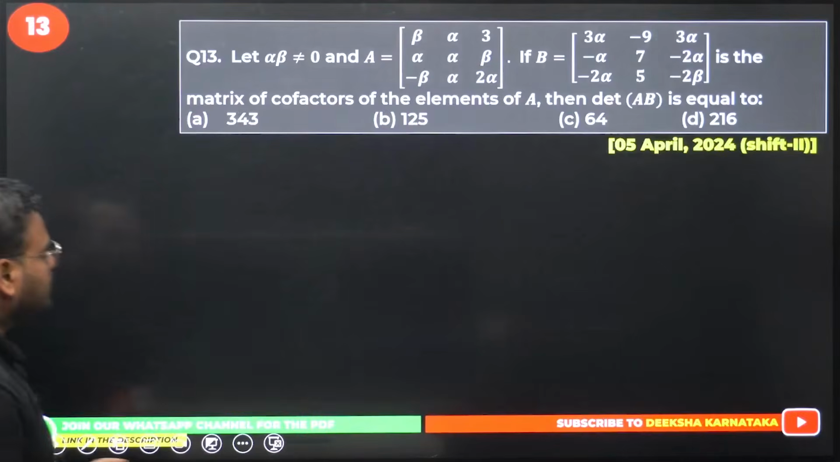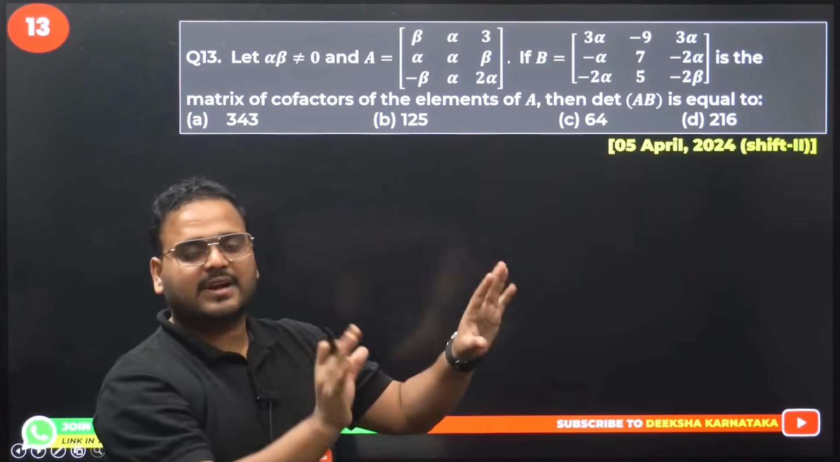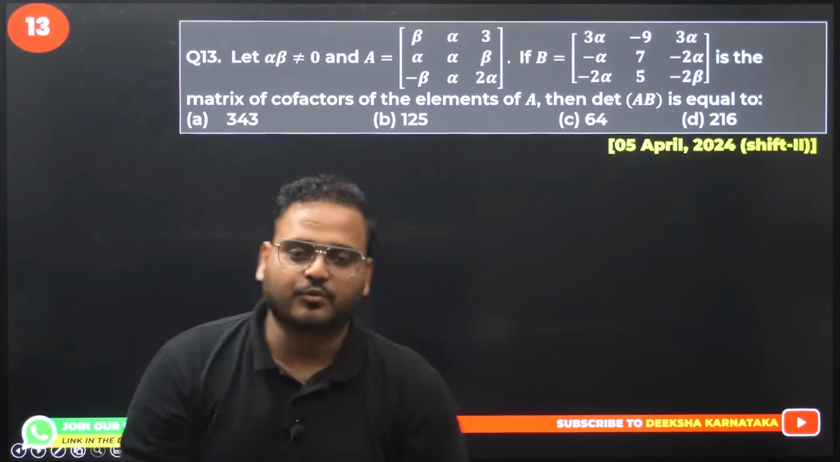Simple question, you just have to follow the flow of the problem. Okay, don't think of the entire process right now. Go and separate out the determinants. Okay, for all of you.